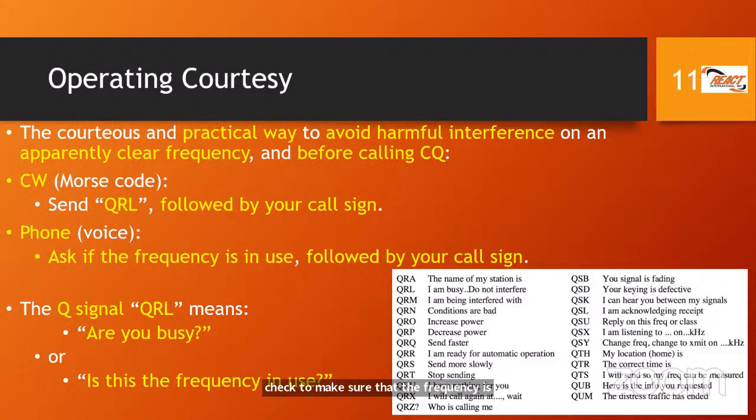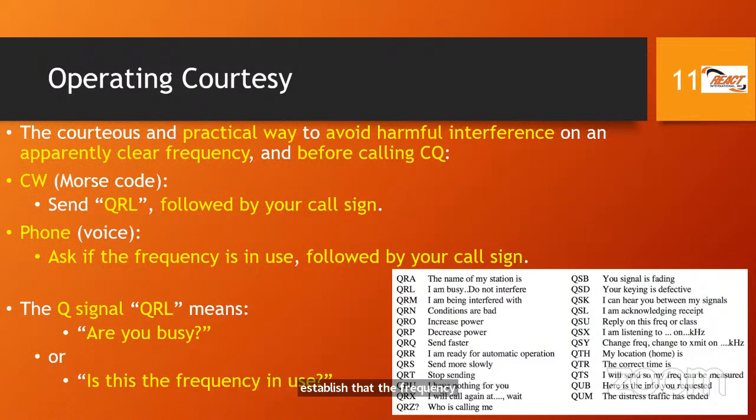So how do we actually make a call when we're operating on the air? We have a couple of options. If we're operating Morse code or CW mode, what you do is you send the letters QRL, Quebec Romeo Lima, QRL, then your call sign. So if my call sign is 9 Yankee for Romeo, on Morse code, I will click out QRL and then 9Y4R.